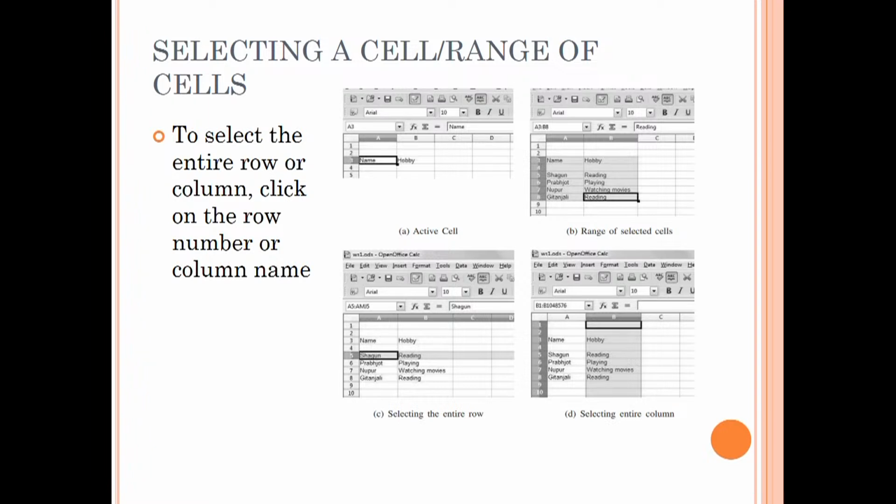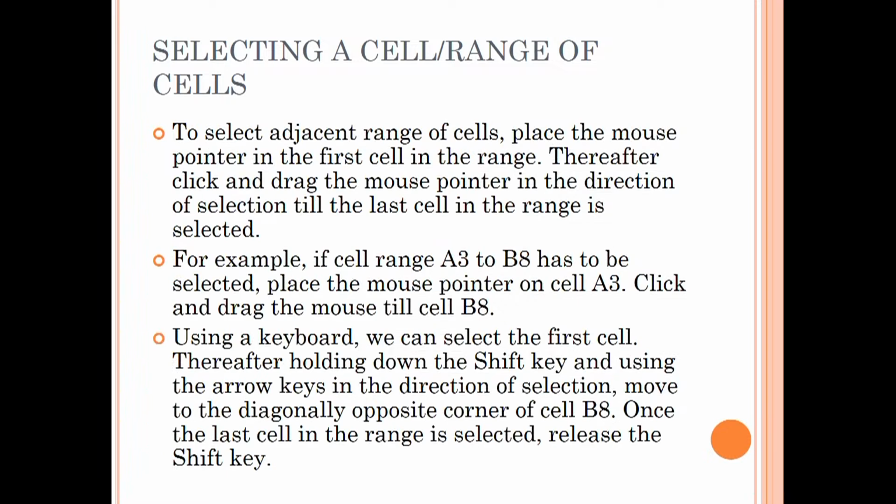So if you want to select the entire second row, you can simply click on the number 2 which is written. That is going to select the entire row for you. If you want to select a particular column, you can simply click on the alphabet at the top of that column, and that is going to select the entire column for you. That is how you select an entire row or a column.